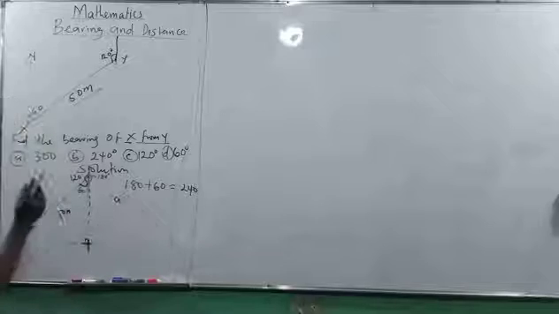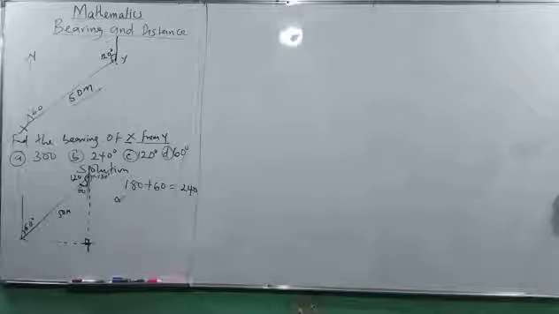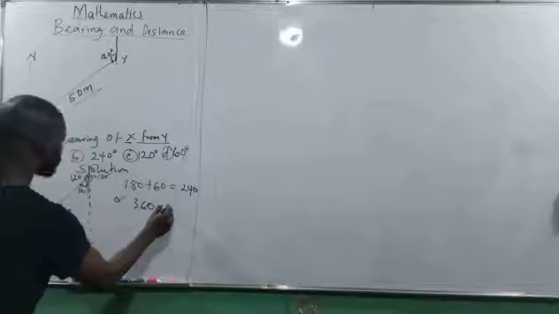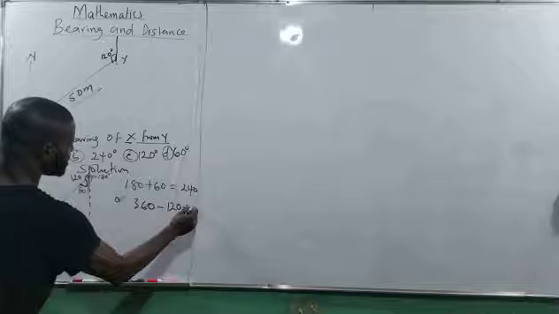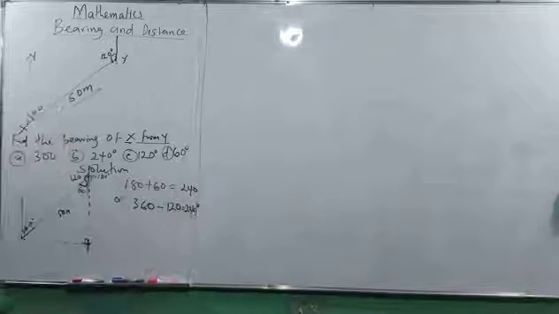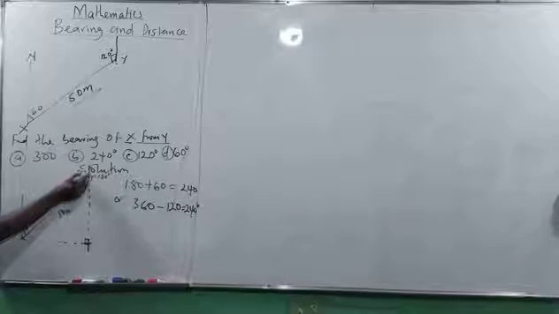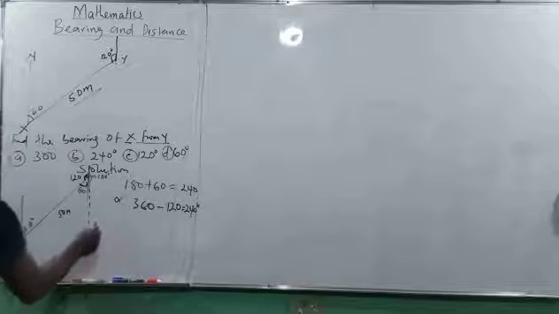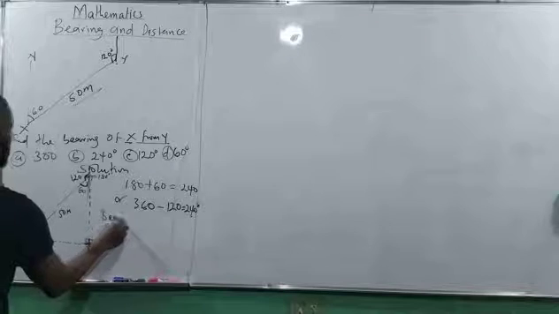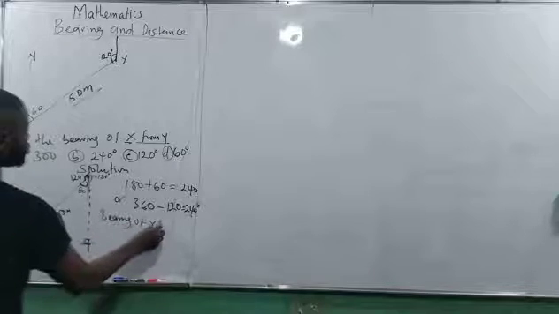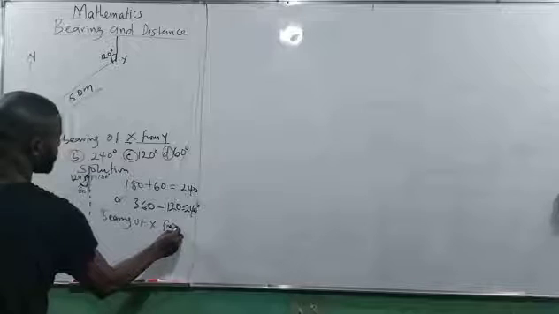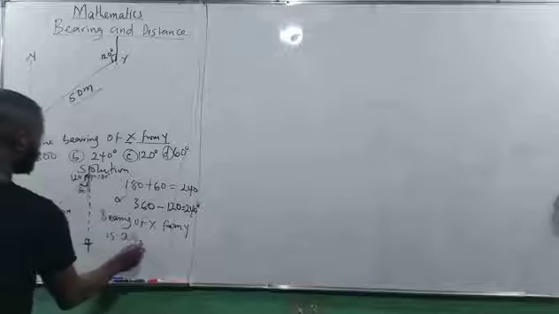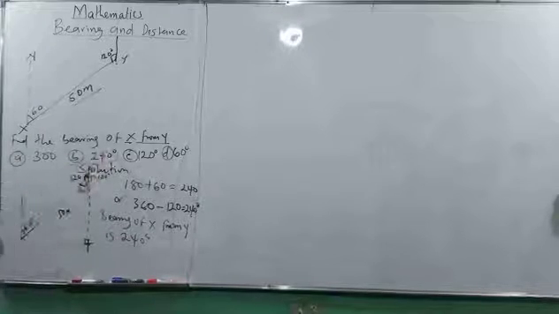Or you can also do it this way by saying that 360 minus 120, which is going to be 240. Anyhow, that's convenient for you, because out of 360, 120 is taken away. It means bearing of X from Y is 240 degree, which is going to be, can you see?